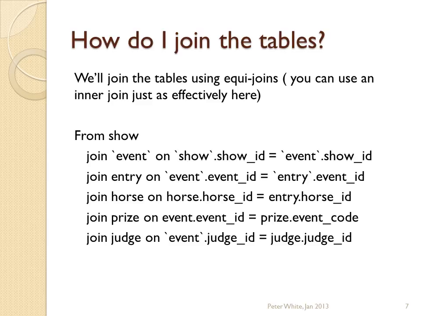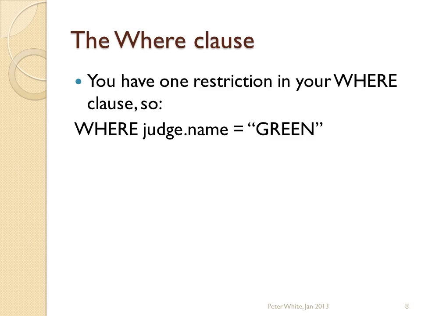Then we join that result to entry, and we use event.eventID equals entry.eventID. We join all of that now to horse on horse.horseID equals entry.horseID. We join it again, all of that again to prize, and then to judge using that. And so that's basically how we put it together. It's fairly simple, as you can see. And having identified all those primary keys, foreign key combinations, it makes it very simple to actually achieve this.